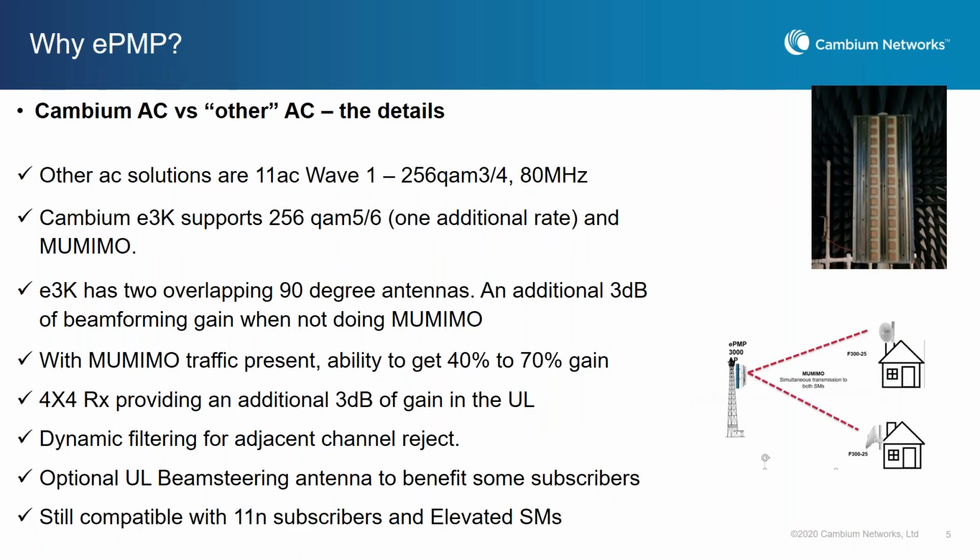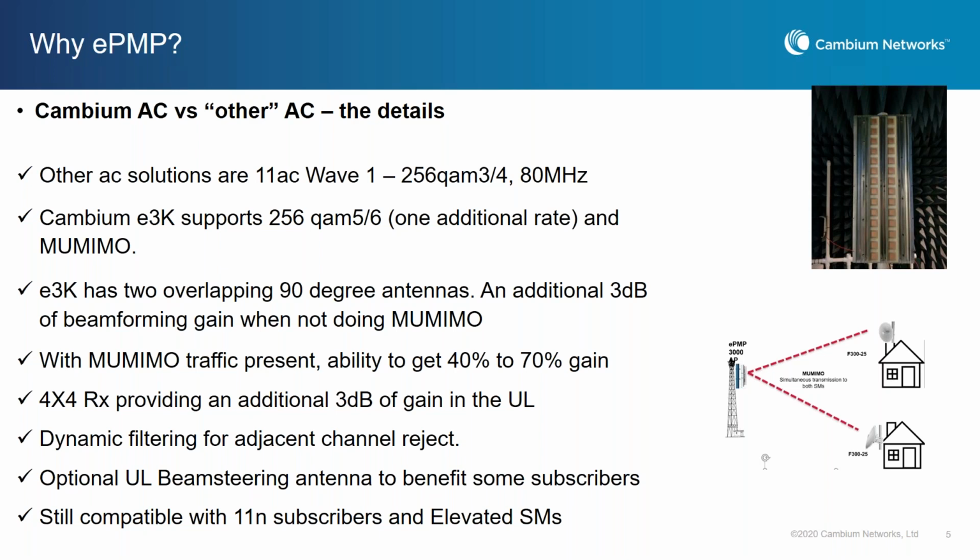Driving a little deeper into the technical details, here is what the ePMP 3000 brings over some other competitors you may recognize in the marketplace. One of the key benefits is that with Wave 2, we get MU-MIMO, which I mentioned, which is doubling the capacity. You can see an image there in the lower right. Also get higher modulations, support for that 80 megahertz channel.